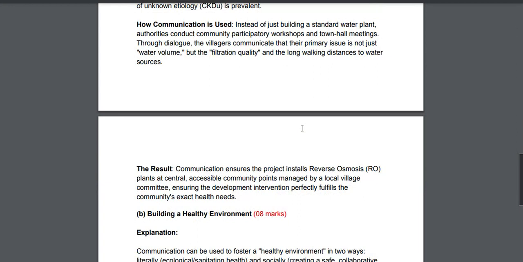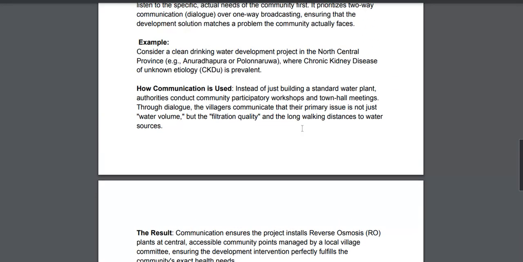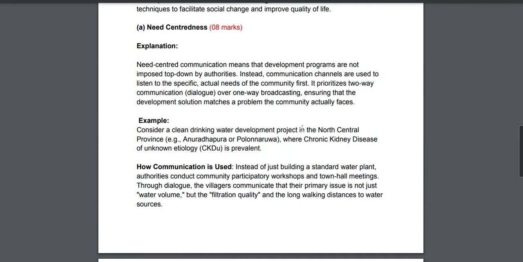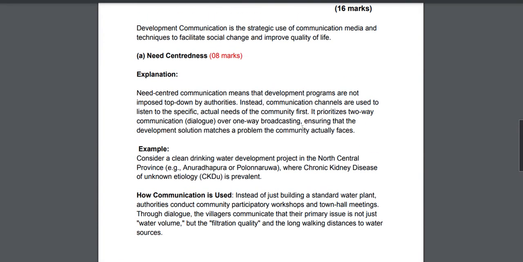By using that communication way, we can fulfill these needs and wants through the communication process. That is how we can use communication for this kind of developmental project. So like that, there must be a structure in your answer. I am not going to read all these things. You can read them and write those things in any paper, so then you will automatically fit with this structure.